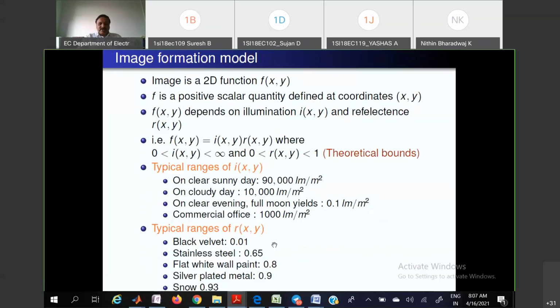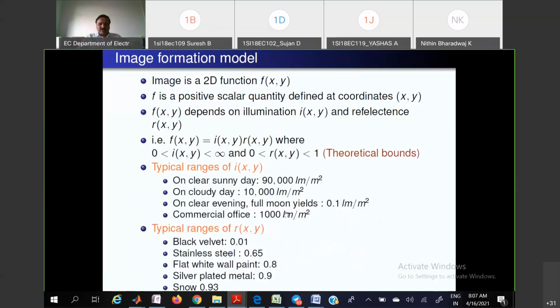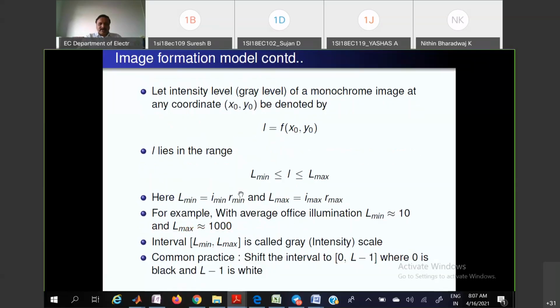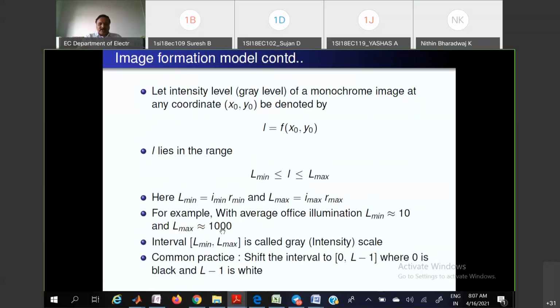So when the reflectance is, say, something about 0.01, then the minimum value, okay, the range is about I min into R min. So minimum illumination is 1000, which is fixed, and reflectance is 0.01. So 1000 into 0.01 is about 10. And maximum reflectance is almost equal to 1. So 1000 into 1 is 1000.